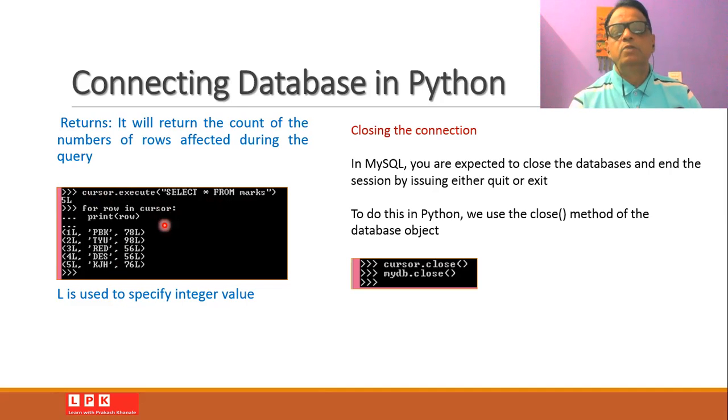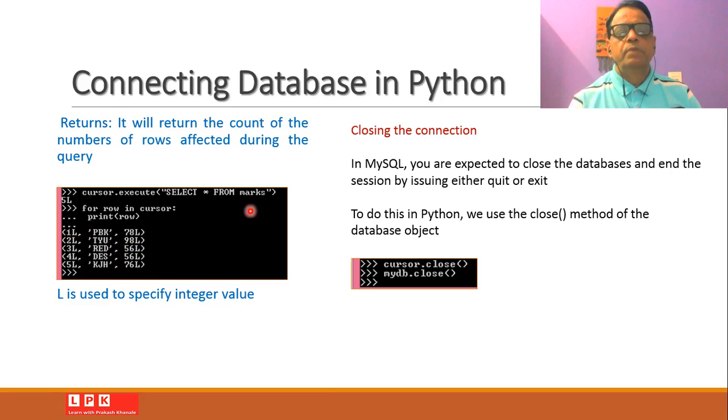Now I can make use of a loop for row in cursor colon print row. So I will find that all the 5 rows in my table marks will be printed on the screen. First is the identity, second is the string name, and the third one is the marks. So 1 TBK 78, 2 TYU 98. In this way, all the 5 rows will be displayed on the screen.